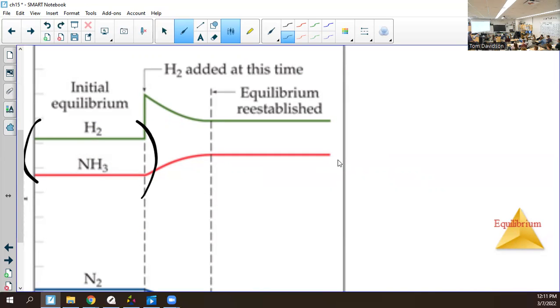Whenever you see one of these graphs, the vertical one is like when we, the human being, make a change to the system. It's not the system doing anything. We opened up the container and we poured more H2 in. You all right with that? That's what the vertical line is. And we don't explain the vertical line. We explain what happens after, how this went down and this went up.